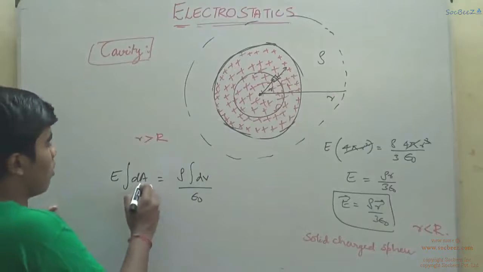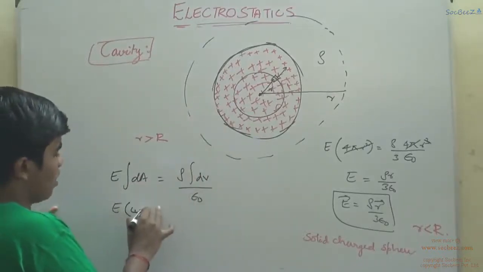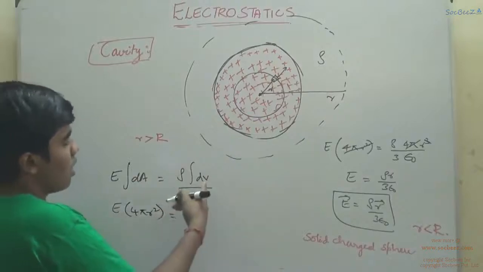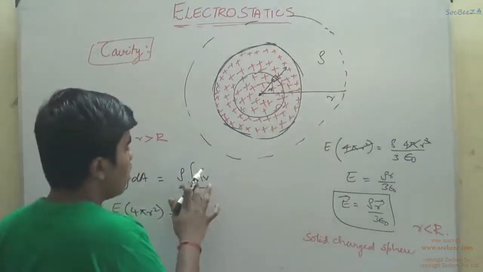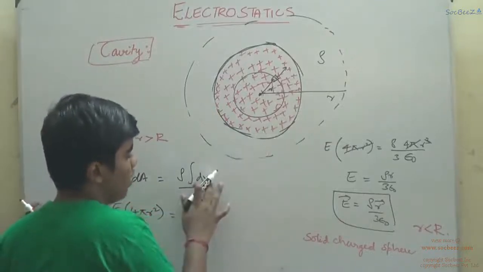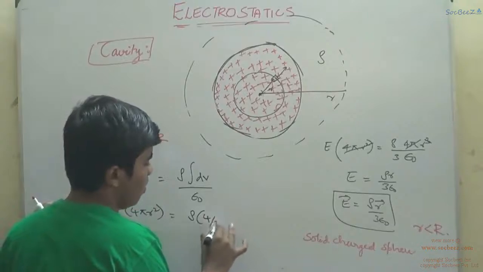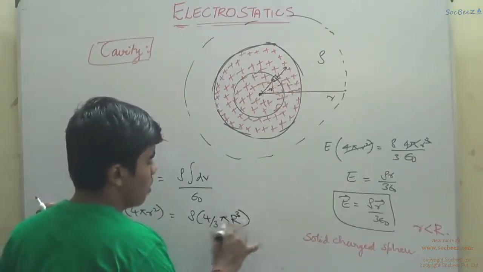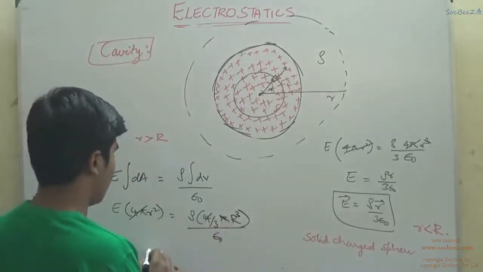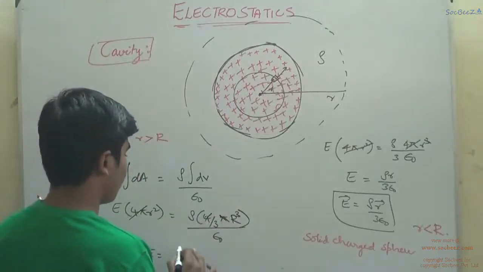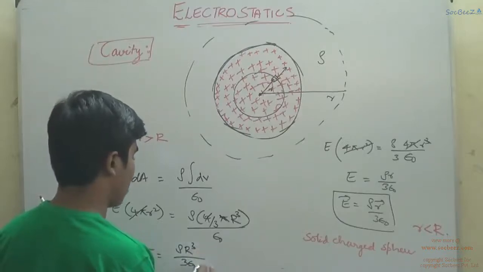But here, see what will be the integral of dA? It will be E times 4 pi r square. That is no doubt. But here, the dV won't be 4 by 3 pi small r cube, because we need to consider the volume only where the charge is present. So here the volume will be 4 by 3 pi capital R cube by epsilon naught. So 4 pi gets cancelled. From here we say that electric field is equal to rho capital R cube by 3 epsilon naught small r square.